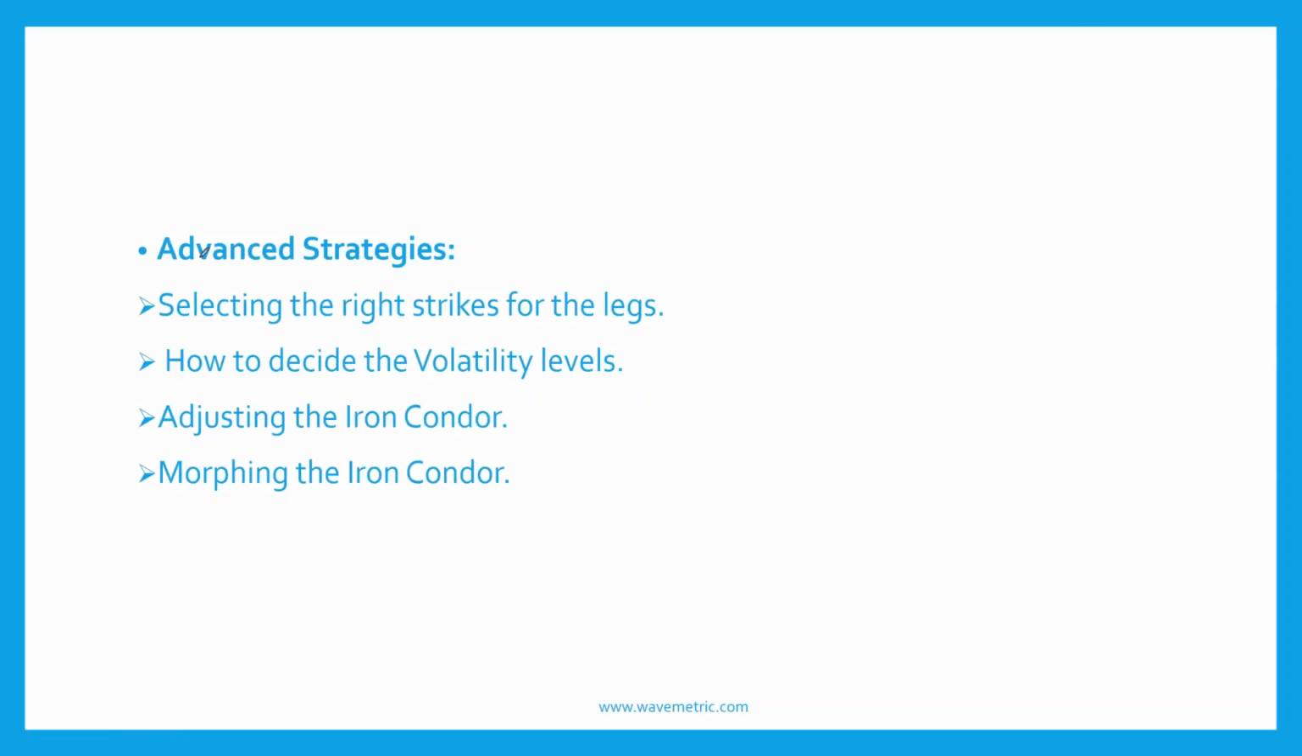Now what are advanced strategies? When we have selected iron condors, the most important thing is selecting the right strikes. This right strike selection is important, and we discuss it in detail in our courses. How to decide the volatility levels? Again, this is one more important thing, because you need to understand what levels will tell you the volatility is high, or what levels will tell you the volatility is low.